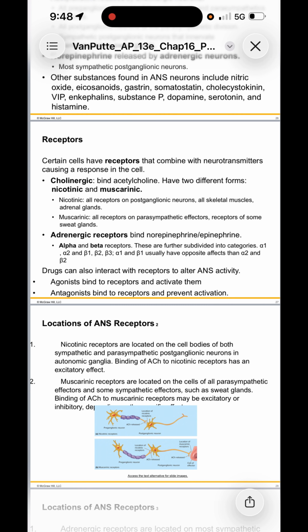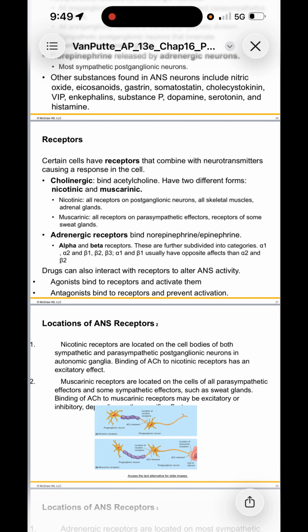Receptors: certain cells have receptors that combine with neurotransmitters, causing a response in the cell. Cholinergic receptors bind acetylcholine and have two different forms, nicotinic and muscarinic. Nicotinic receptors are on all postganglionic neurons, all skeletal muscles, and adrenal glands. Muscarinic receptors are on all parasympathetic effectors and some sweat glands.